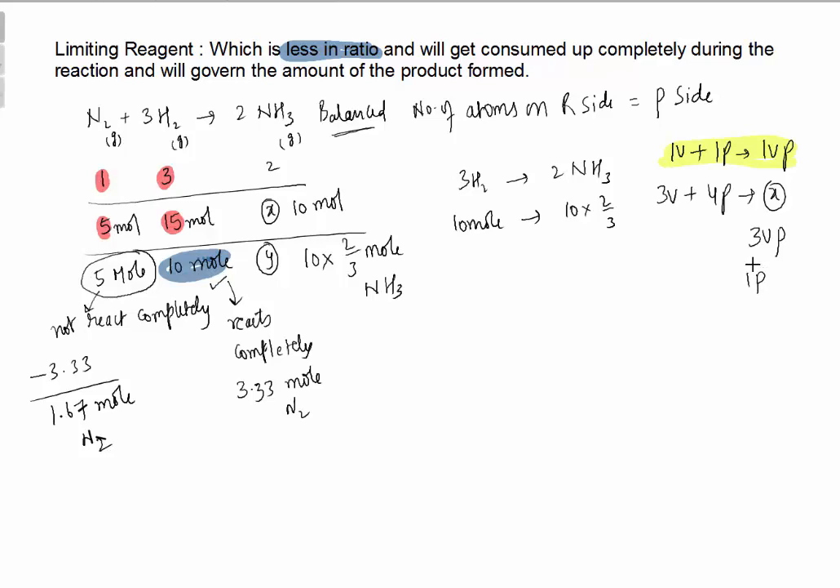So in this case, who is getting consumed completely? Please remember, 3 vada is getting consumed completely. So who is the limiting reagent in this case? This one. Please remember, this is the limiting reagent.